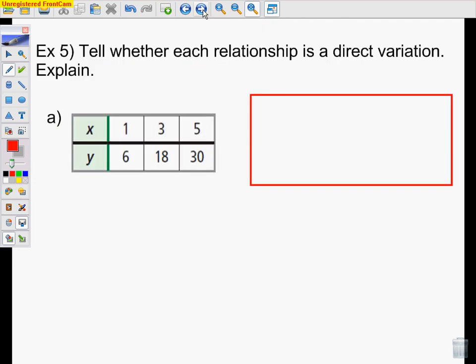Alright, this one you don't necessarily need to write down, but it says tell whether each relationship is direct variation. Well, this is kind of easy. How do you go from y to x? Is there a constant variation? Well, from 1 to 6, what did we multiply by? Multiply by 6. From 3 to 18, multiply by 6. 5 to 30, multiply by 6. Since those all were multiplied by 6, then we can see that the constant of variation was 6, and therefore it is direct variation.